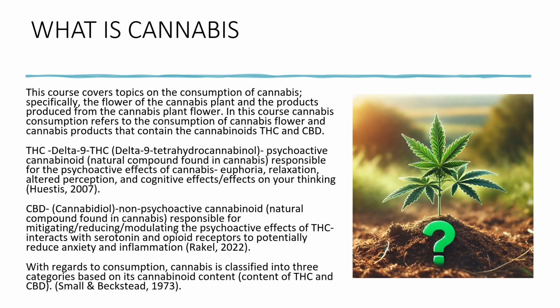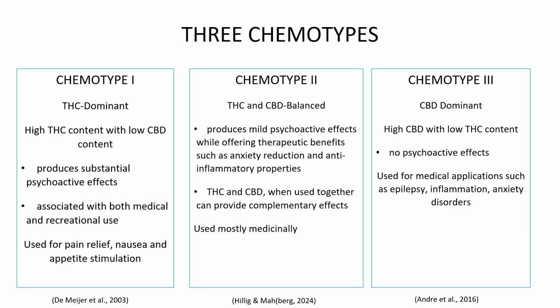With regards to consumption, cannabis is classified into 3 categories based on its cannabinoid content, or based on its content of THC and CBD. 3 chemotypes. Chemotype 1, THC dominant, high THC content with a low CBD content. It produces substantial psychoactive effects and is associated with both medical and recreational use. It's typically used for pain relief, nausea, and appetite stimulation.